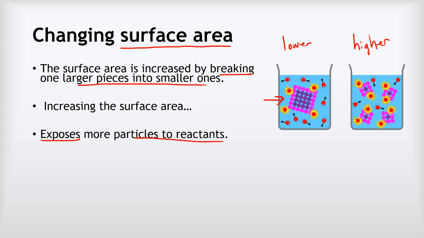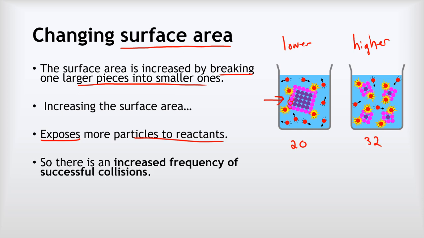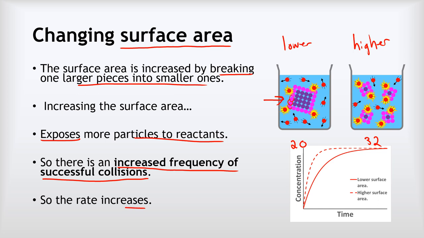The particles in pink are the ones on the edge, and they're the only ones that are able to react. And on the left, we've only got 20 particles that are exposed. Whereas on the right, when we've got four smaller pieces, we've got 32 particles that are exposed. So if we've got more exposed particles, there will be an increased frequency of successful collisions, which will increase the rate of the reaction. And again, that's what we see here. So the dotted line represents the higher surface area, the solid line represents the lower surface area, and you can see the dotted line starts off steeper because it's got a faster rate of reaction than the solid line.